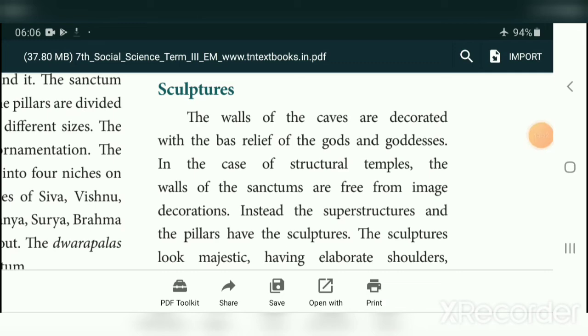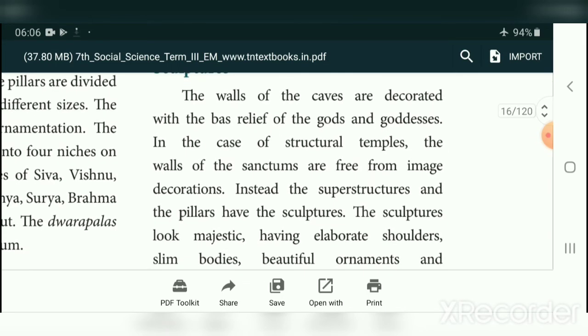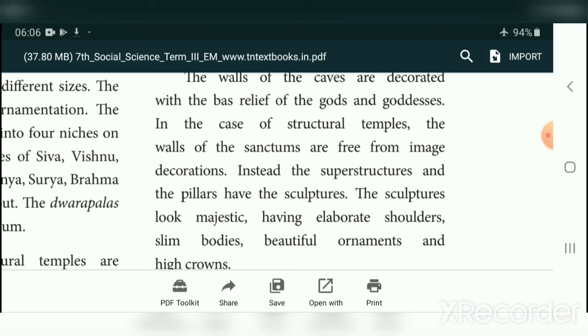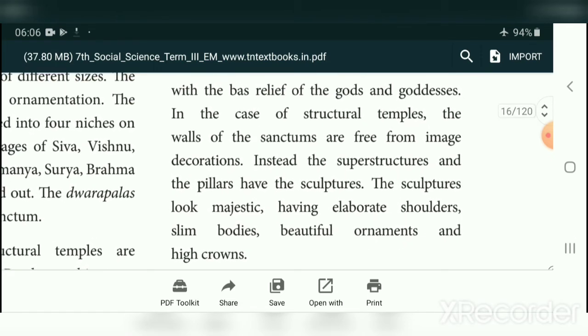Now we will see the sculptures. The walls of the caves are decorated with the bas relief of the gods and goddesses. In the case of structural temples, the walls of sanctums are free from image decoration. Instead, the superstructures and the pillars carry the sculptures. So in the Garbhagriha there was no decoration, but on the walls many sculptures are there.